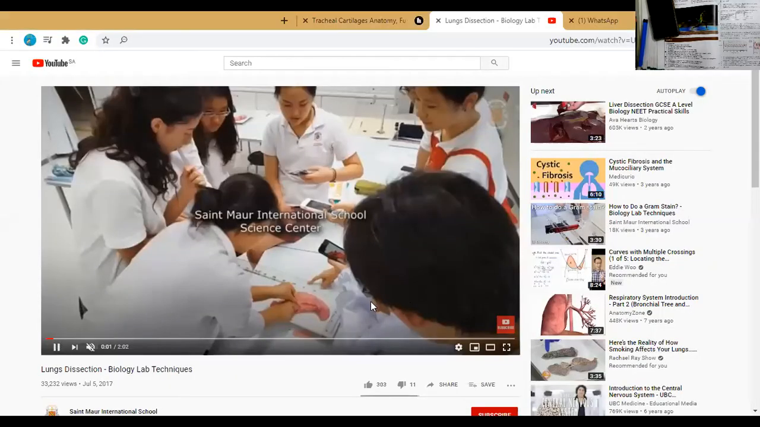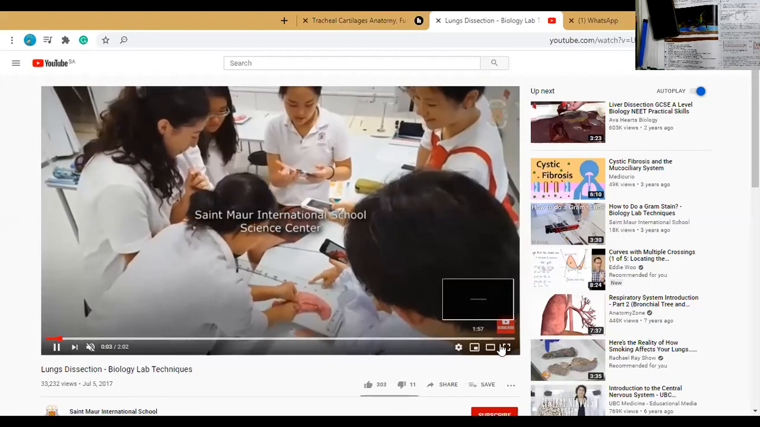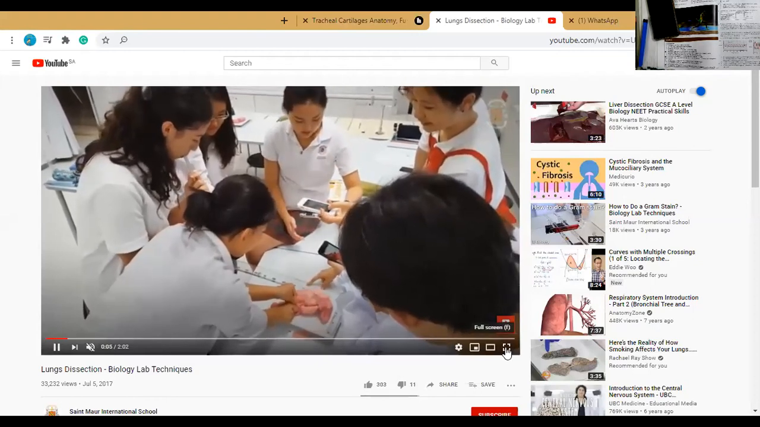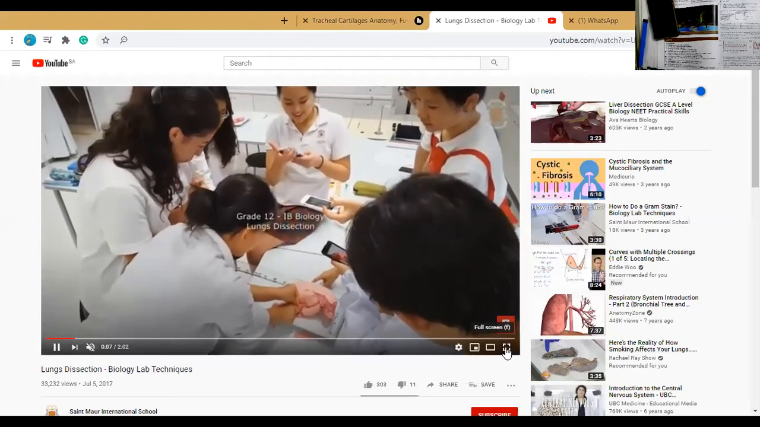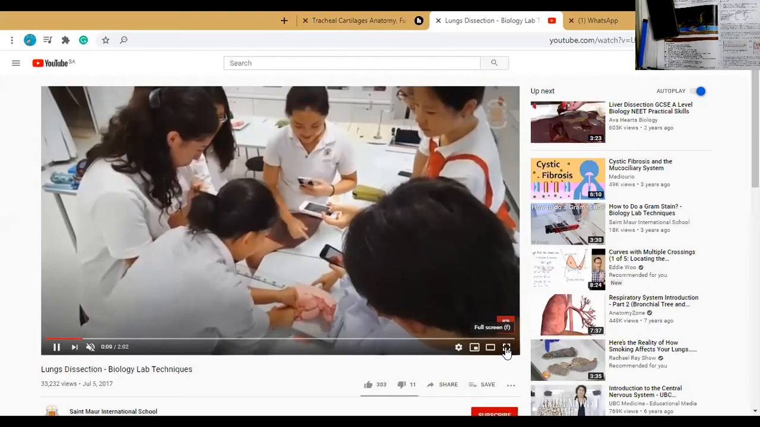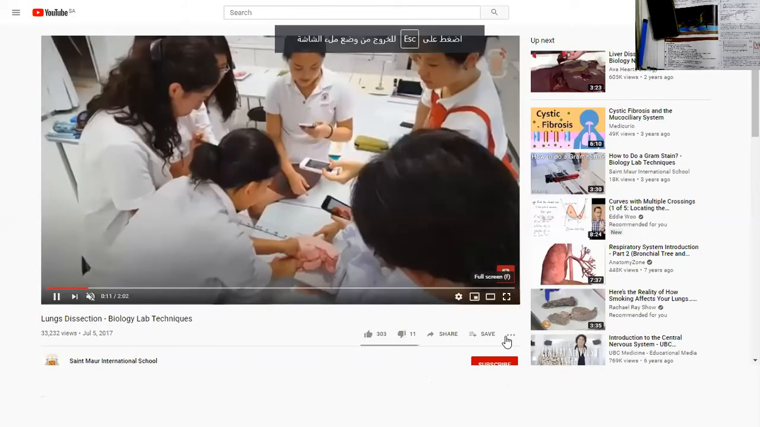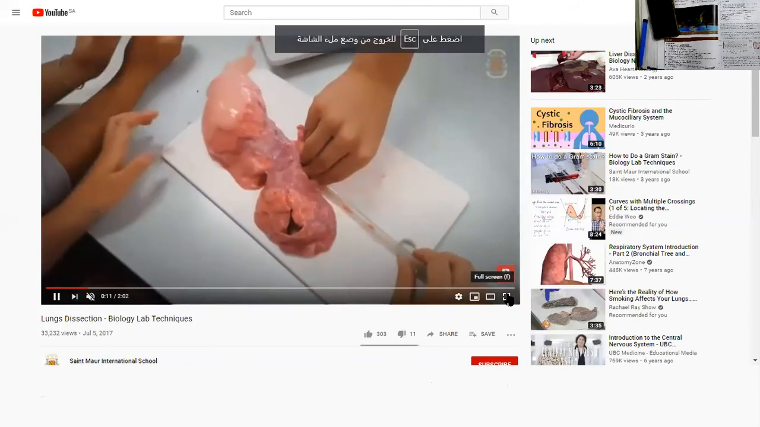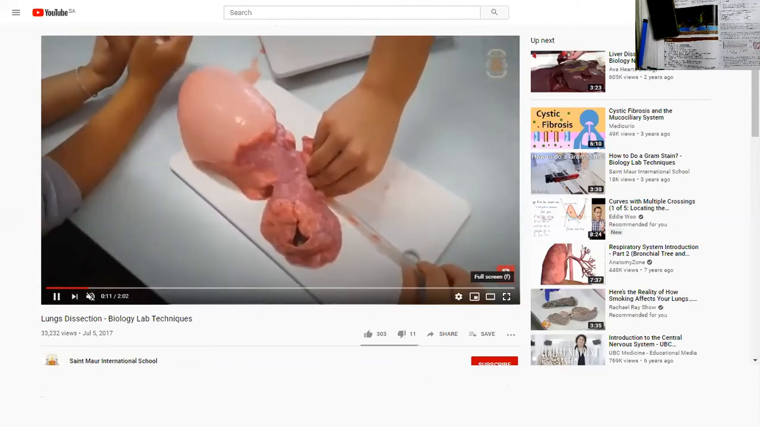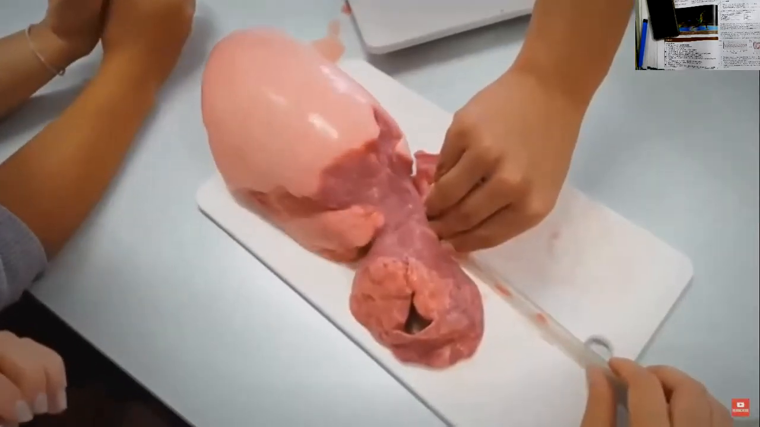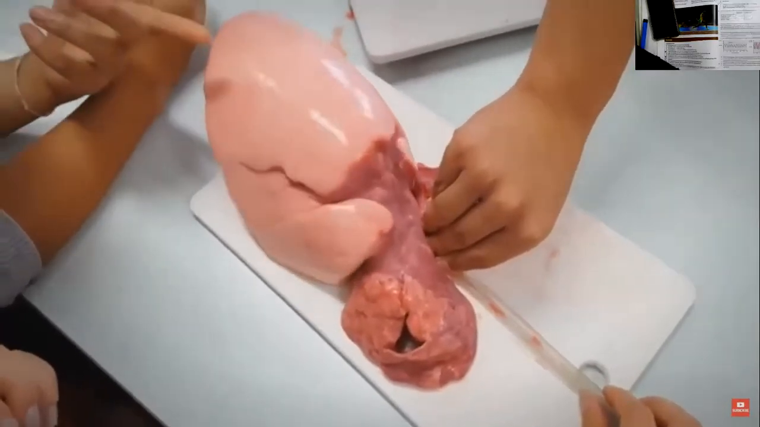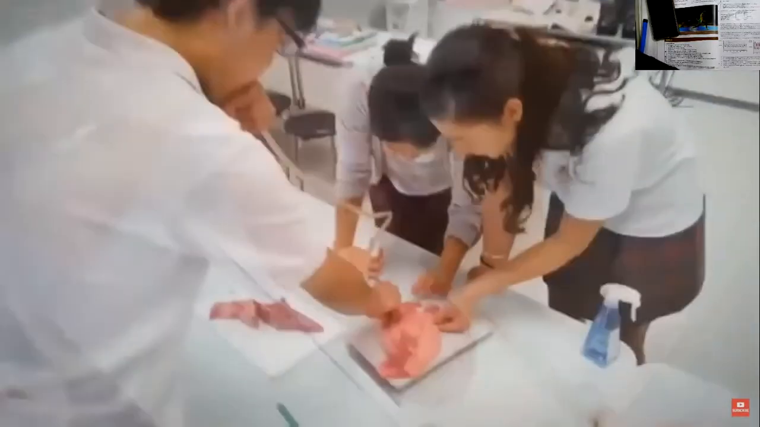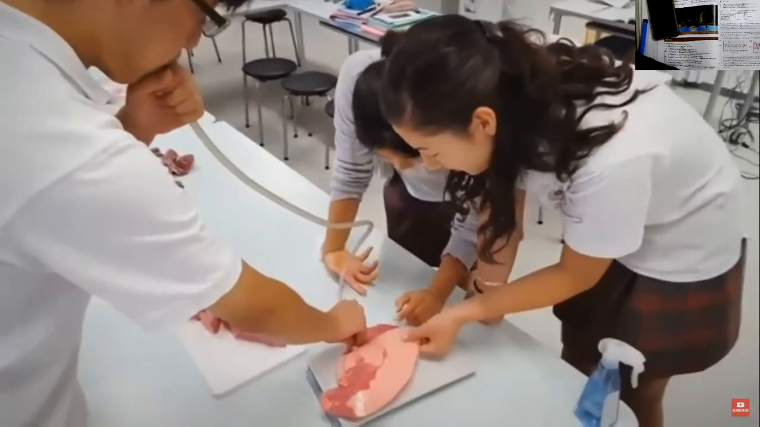Okay, so I'm sharing this video. These are a group of students in an international school. I don't know how to pronounce the name. They are observing lungs, so I thought of sharing this with you. Can you see the lung getting inflated? They have put a tube through the trachea and they are inflating it with air.